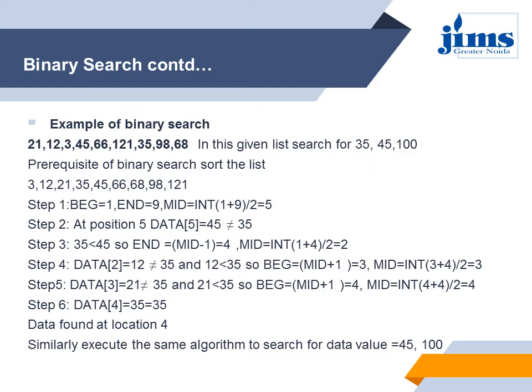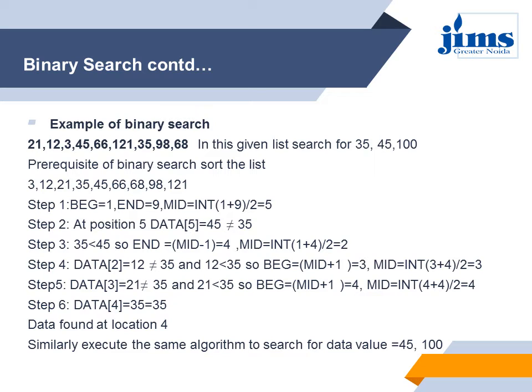The very first step is initializing the values of beginning, end and mid. So we have calculated the values of beginning, end and mid, and at position 5 the data element is 45, which is not equal to 35. Now since 35 is less than 45, what happens? Beginning stays at 3, but the end reduces by 1. Now we again calculate the mid value, which comes out to be 2.